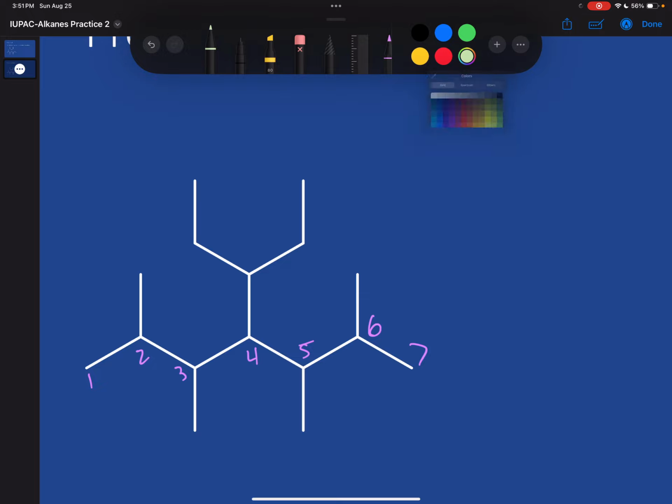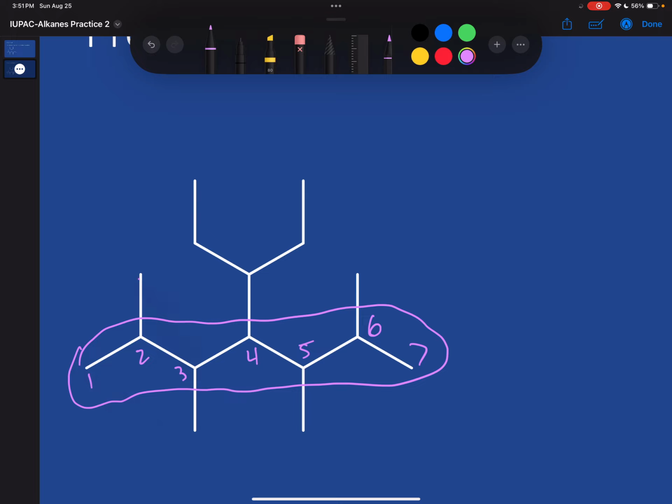Okay, so now I know what my parent chain is, so I'm going to do my circle here. I can see that I have 4 things touching my circle, so I have 4 substituents. But before we get that far, let's remind ourselves that 7 carbons is going to have a parent chain of heptane because it is 7 carbons, and also it is an alkane. So that ane ending is referring to that functional group. Hept is the number of carbons.